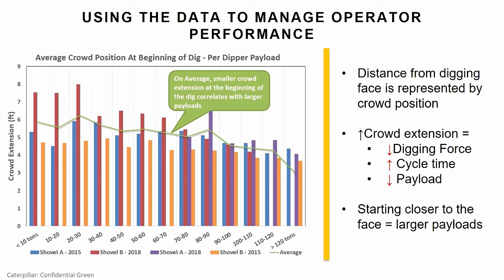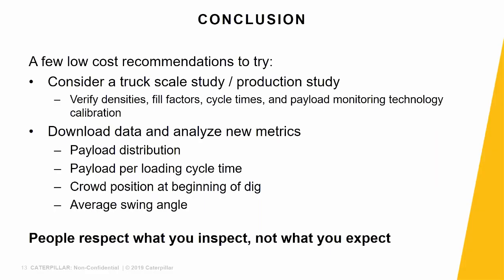All the data is out there. You want to download it, analyze it, measure it, have a good action plan. So in conclusion, a few of the takeaways: you've got to look for the bigger missed opportunities first. Look at your cycle times and your machine configuration. Consider a scale study to go back and verify those densities. Operators can use the technology systems, the real-time feedback to fine-tune their discretion.